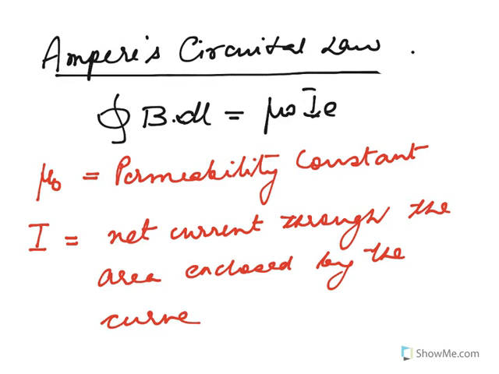Before I proceed with the solution, I would like to give a quick recap of Ampere's Circuital law. The law states that the line integral of B dot dl is equal to mu naught I_E, where I_E is the current enclosed by the loop and mu naught is the permeability constant.